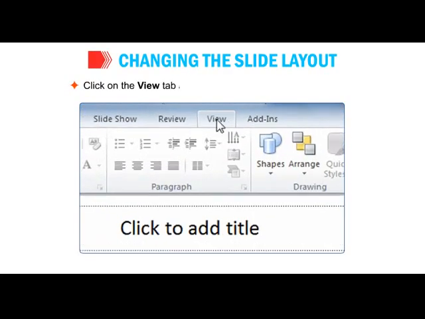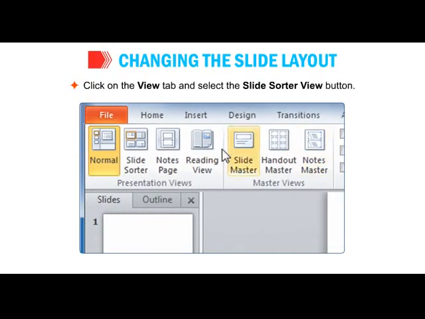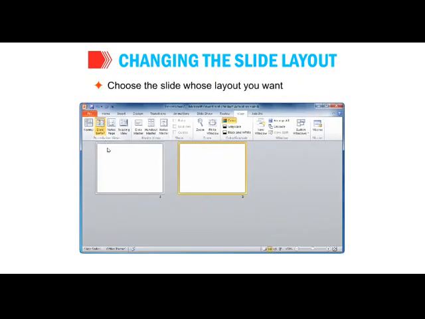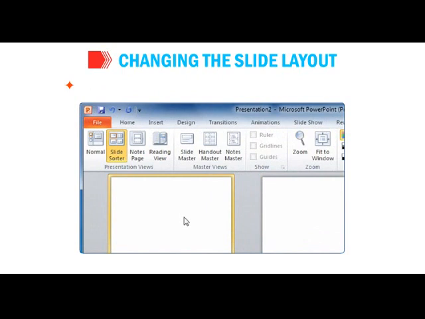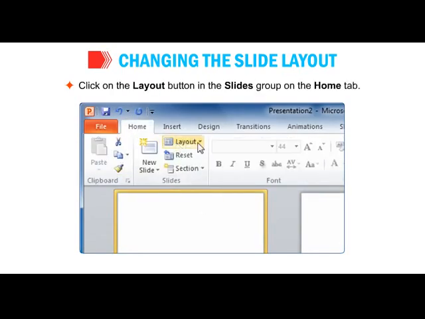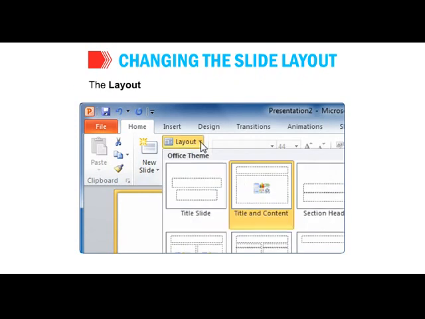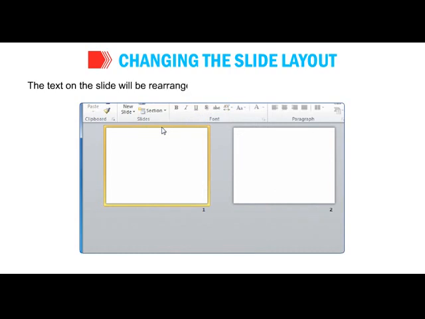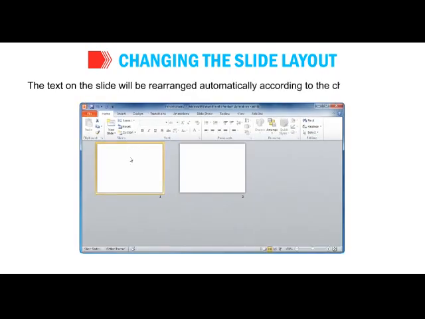Click on the View tab and select the Slide Sorter View button. Choose the slide whose layout you want to change. Click on the Layout button in the Slides group on the Home tab. The Layout drop-down list will open with various layouts. Select the layout according to your requirement. The text on the slide will be rearranged automatically according to the chosen layout.